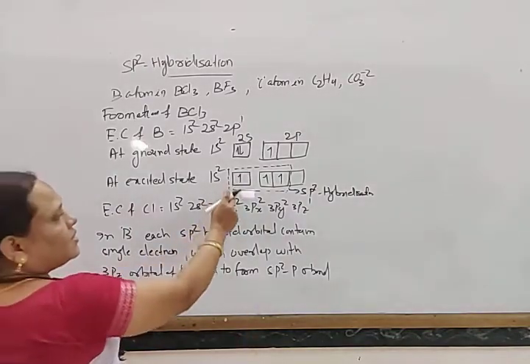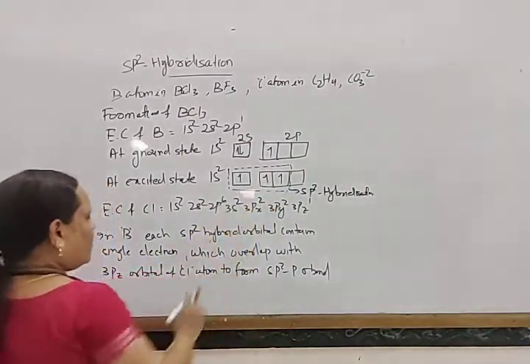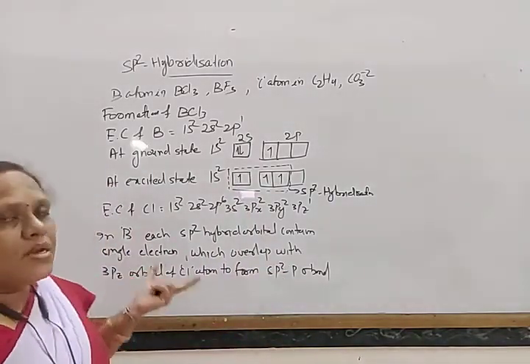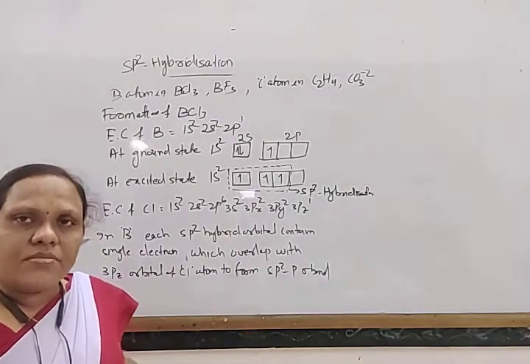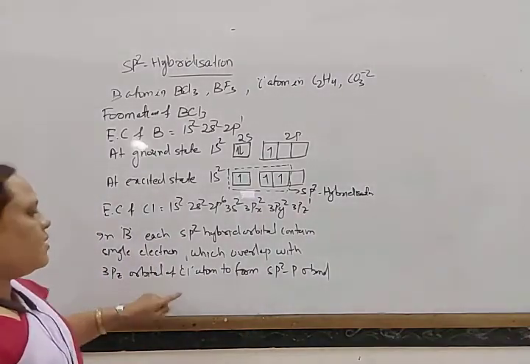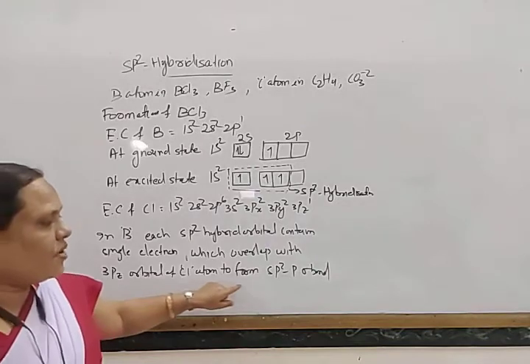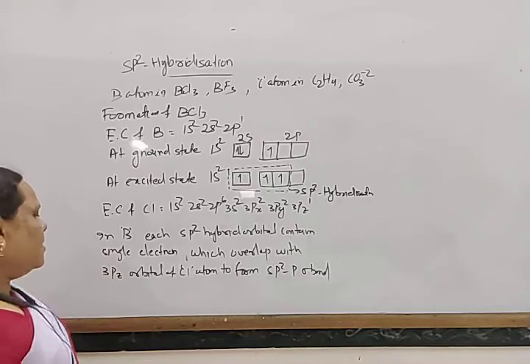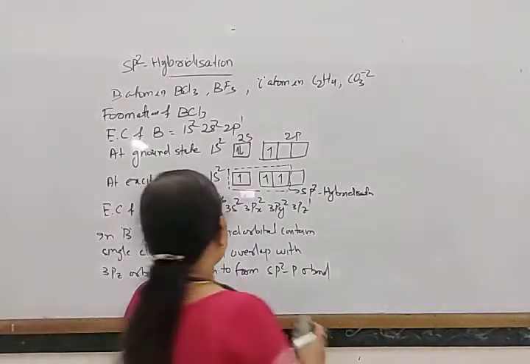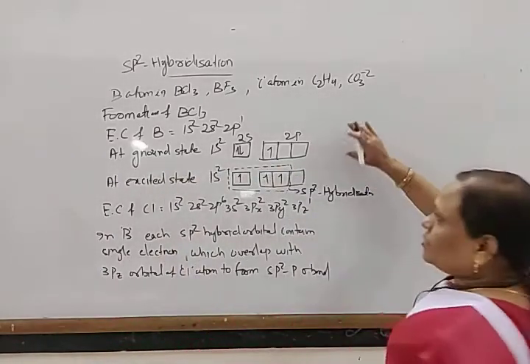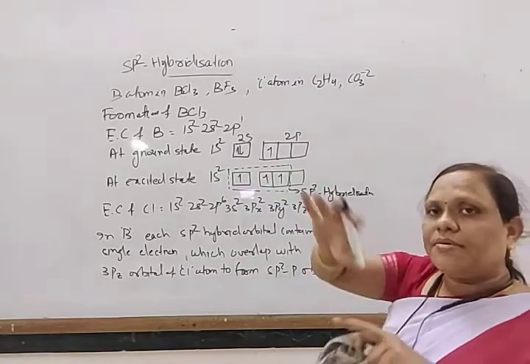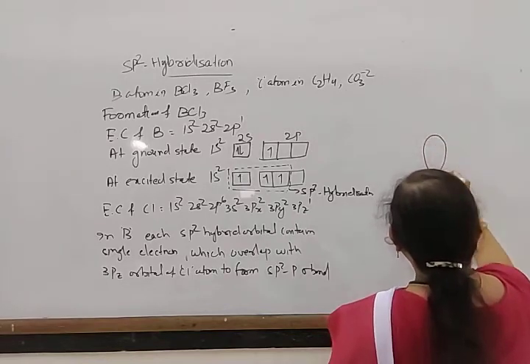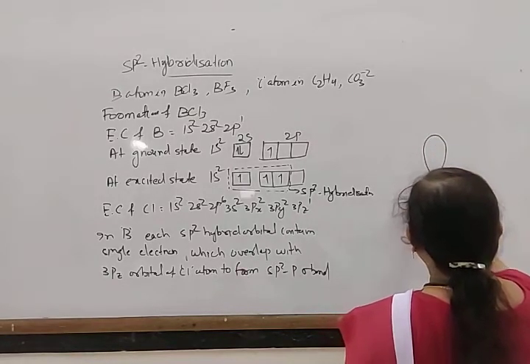So here each sp2 hybrid orbital contains one unpaired electron. As unpaired electrons, they overlap to form bonds. In this way, the 3pz orbital forms an sp2-p sigma bond, so three sp2-p sigma bonds. Okay. In sp2 hybridization, as a result, they have a trigonal shape. So the boron atom also has a trigonal shape.